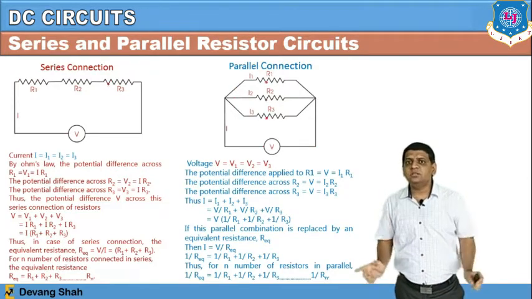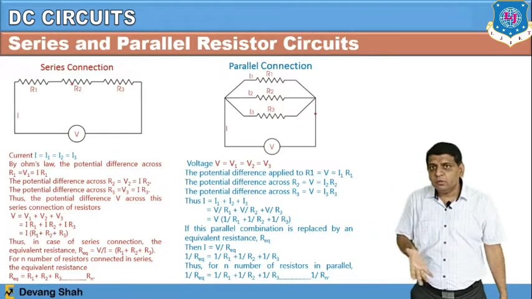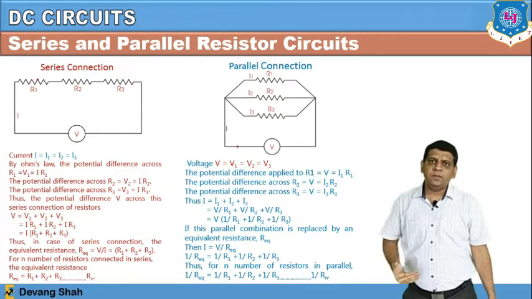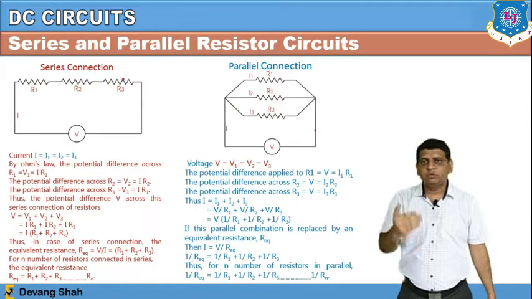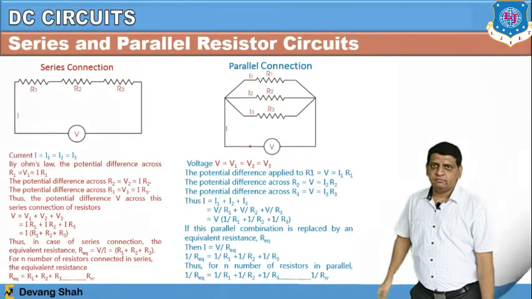If you connect all these three resistances in parallel. If you are going to connect n number of resistances, that means 1 by Rp is equal to 1 by R1 plus 1 by R2 plus 1 by R3 and so on up to 1 by Rn.